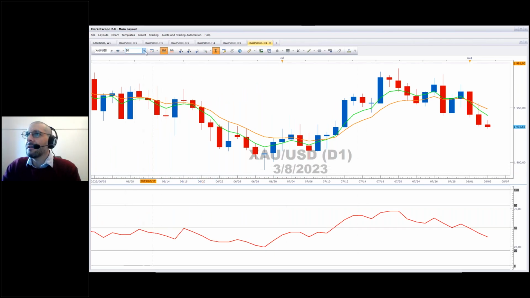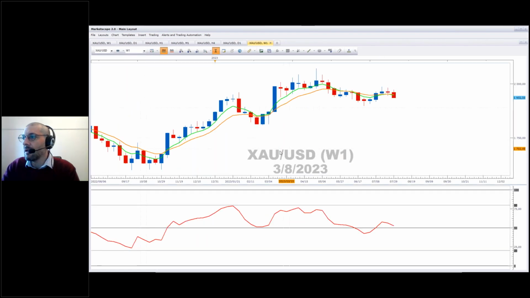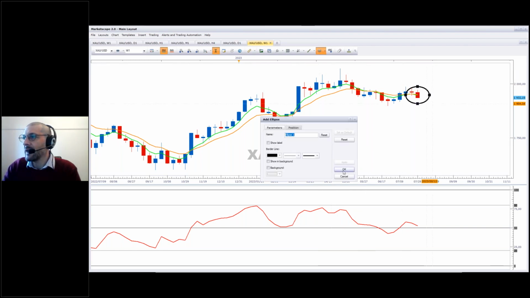Again, top-down analysis. Go through to the monthly. Okay, so this is interesting. Bull trend here, so the precious metal is showing some bullishness. Let's go down to the weekly. All right, we're losing some synchronization here. How are we losing synchronization? It's the weekly pushing down.